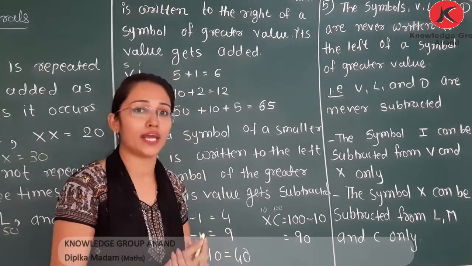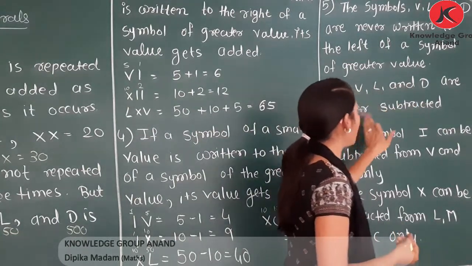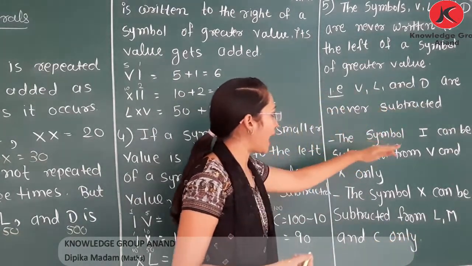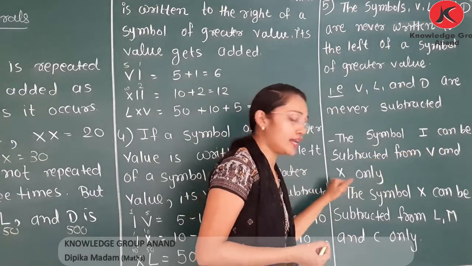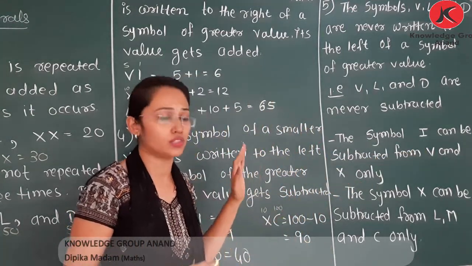value. It means these numbers are never subtracted. V, L and D are never subtracted. The symbol I can be subtracted from V and X only.